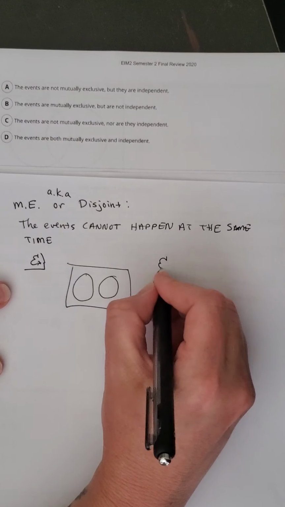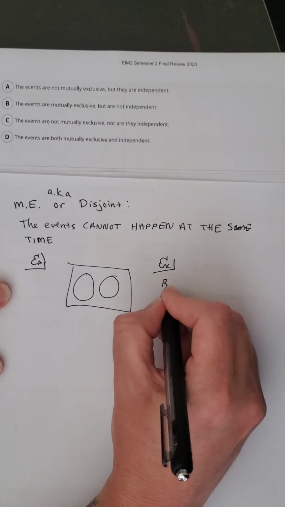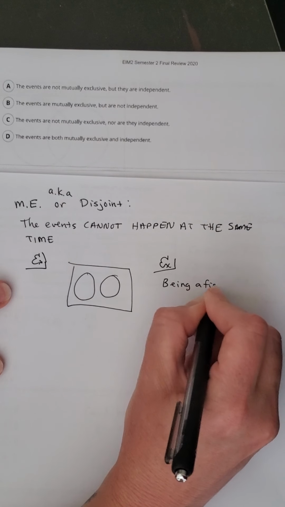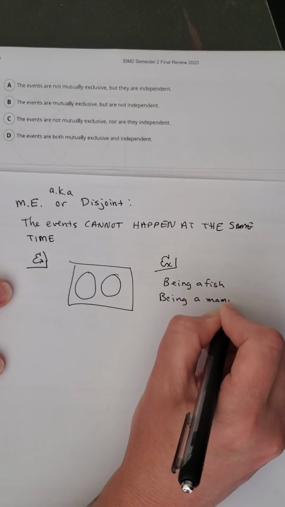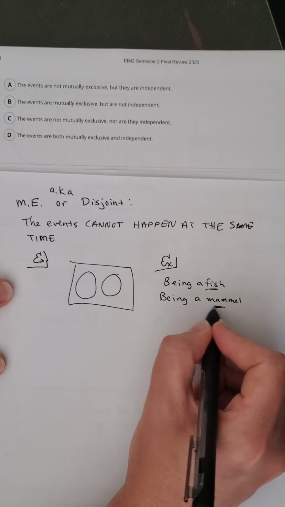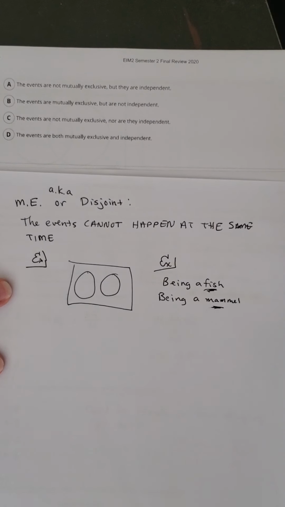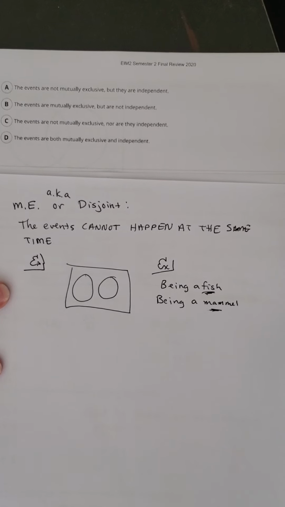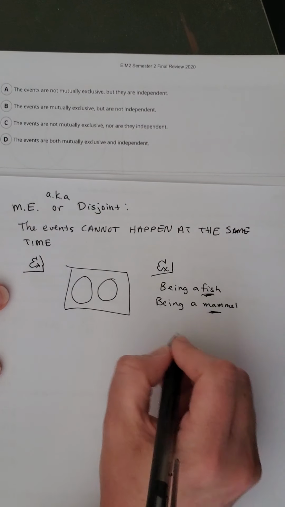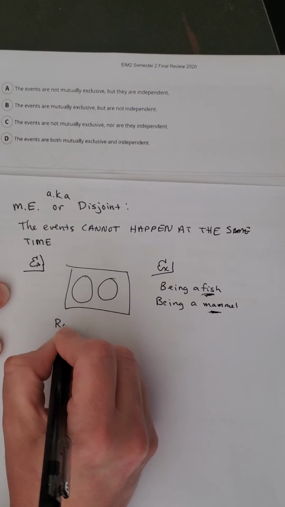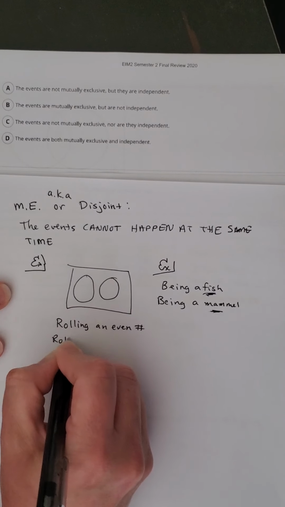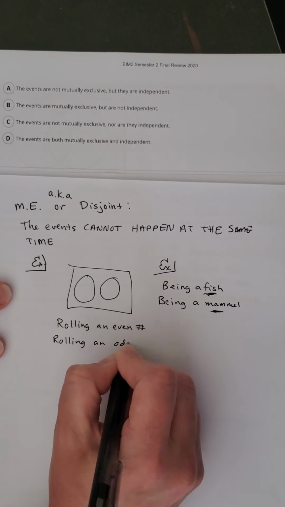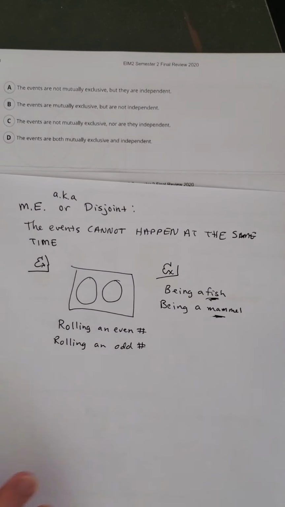Now let me give you a real world example of that. Being a fish and being a mammal. Right? A fish is not a mammal. A mammal can't be a fish. I know you want to, maybe you're going to say a whale. Whales are not fishes. Whales are mammals. Right? So that's a real world example. Another real world example. Rolling an even number, rolling an odd number. Numbers are either even or odd. You cannot do both at the same time. So this is an example of a disjoint event.